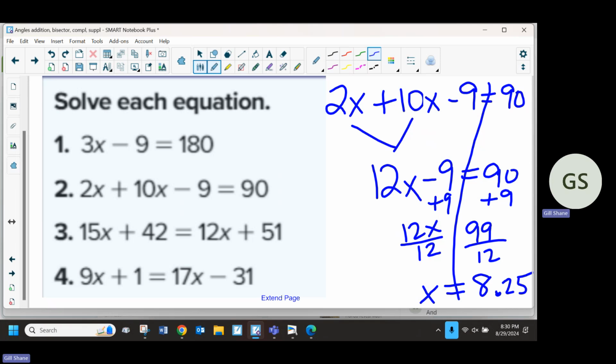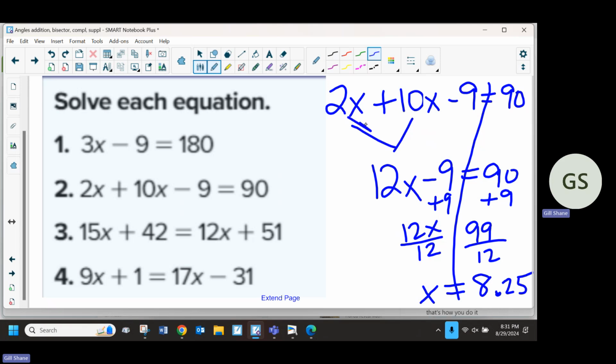I'm kind of surprised that comes out with a decimal there, but you can get decimals. A lot of kids think they got a wrong answer when they get a decimal. Decimals are numbers. You may want to check your math again just to make sure sometimes, but you can get decimals, you can get fractions. So that's how you do it.